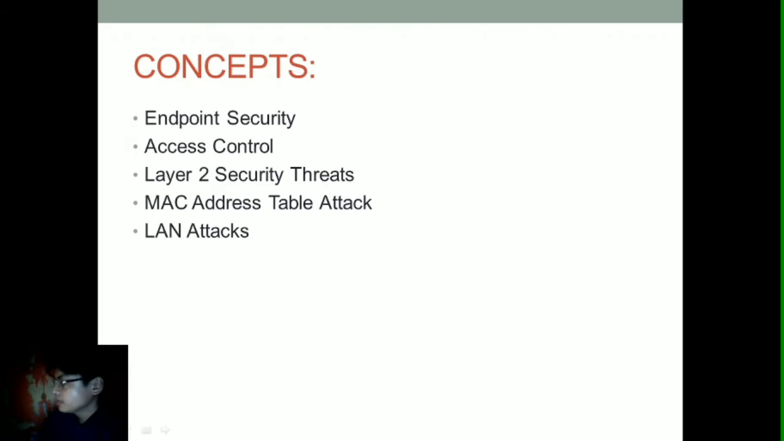A VLAN hopping attack enables traffic from one VLAN to be seen by another VLAN without the aid of a router. In a basic VLAN hopping attack, the threat actor configures a host to act like a switch to take advantage of the automatic trunking port feature enabled by default on most switch ports.